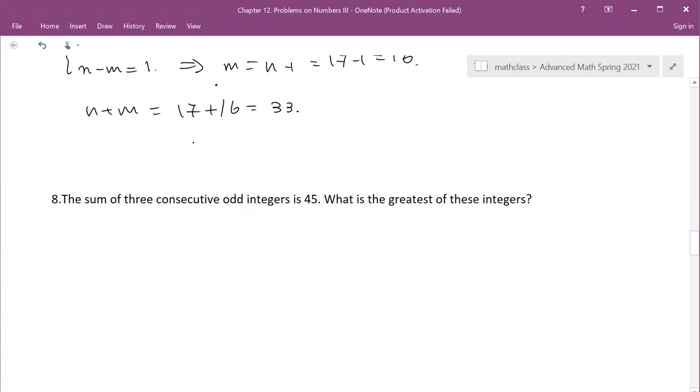Consecutive odd numbers means they are odd numbers next to each other, right? 5, 7, 9. Those are three consecutive odd numbers. Can you get it? Three consecutive numbers, right? How do you express it? Oh, you got it, MJ. Great.